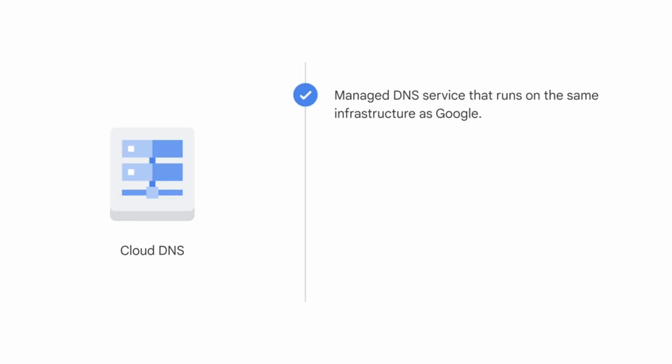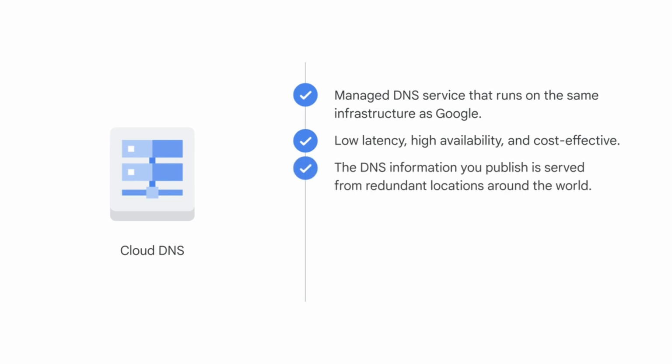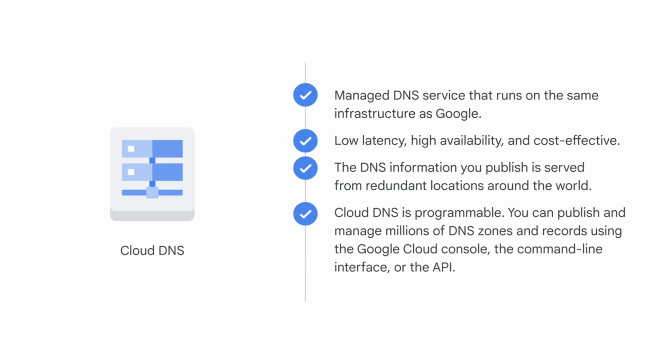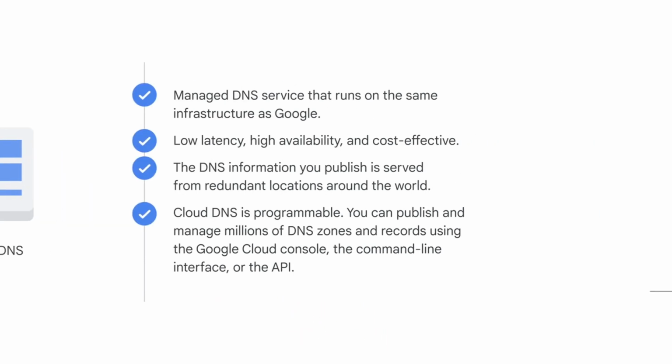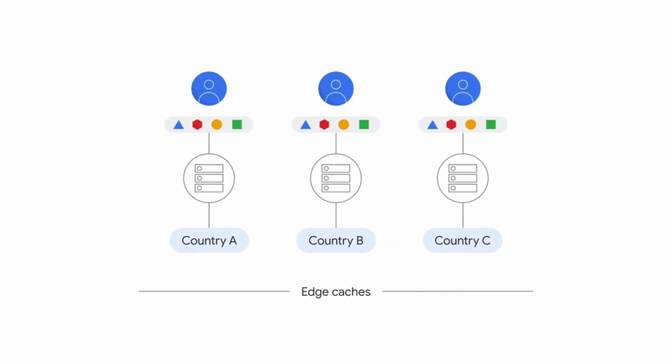It's a managed DNS service that runs on the same infrastructure as Google. It has low latency and high availability, and it's a cost-effective way to make your applications and services available to your users. The DNS information you publish is served from redundant locations around the world. Cloud DNS is also programmable. You can publish and manage millions of DNS zones and records using the Cloud Console, the command line interface, or the API.